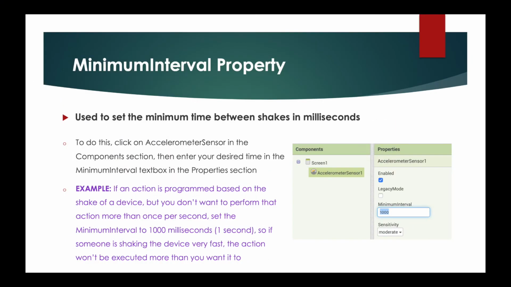The minimum interval property can be used to set the minimum time between shakes in milliseconds. For example, if an action is programmed based on the shake of a device, but you don't want to perform that action more than once per second, you can set the minimum interval to 1000 milliseconds, which is equal to 1 second. So if someone is shaking the device very fast, the action won't be executed more than you want it to.